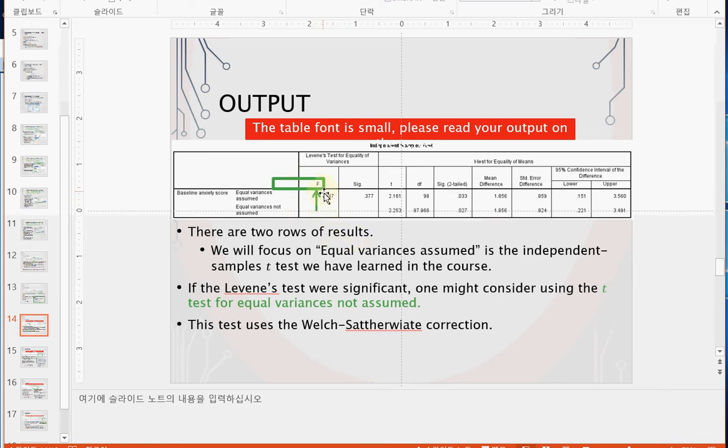The result here shows a statistic with the p-value. As the p-value 0.377 is greater than 0.05, we retain the null, indicating equal variance is assumed. So we'll take the result of the first row here, because equal variance is assumed. If it's not, if the equal variance is violated and not assumed, then you should take the result of the second row here.